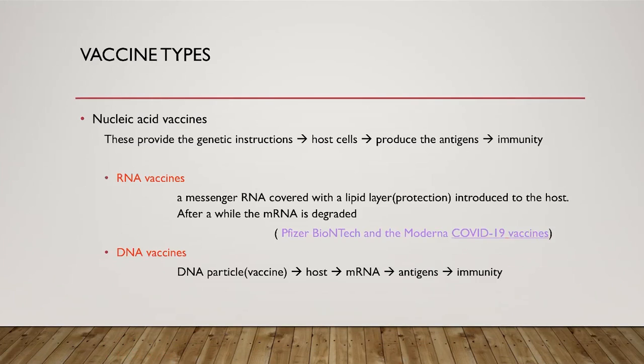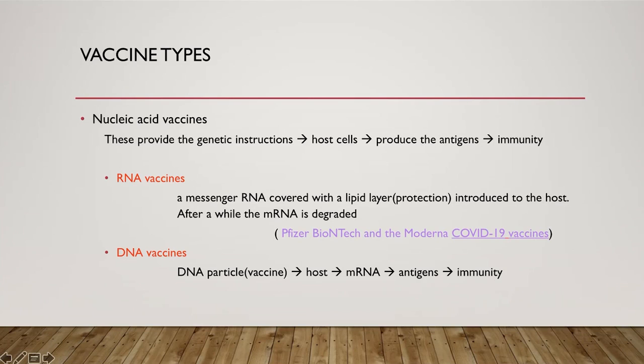The two types of genetic instructions we can provide are through RNA vaccines and DNA vaccines. In RNA vaccines, a messenger RNA is covered with a lipid layer for the protection of this RNA, and this RNA is introduced to the host. So this is the RNA which will be carrying the genetic instructions. And the host, using the messenger RNA, will produce the immunity. After a while, the mRNA will be degraded. The current Pfizer, BioNTech, and Moderna COVID-19 vaccines are produced using this technology.